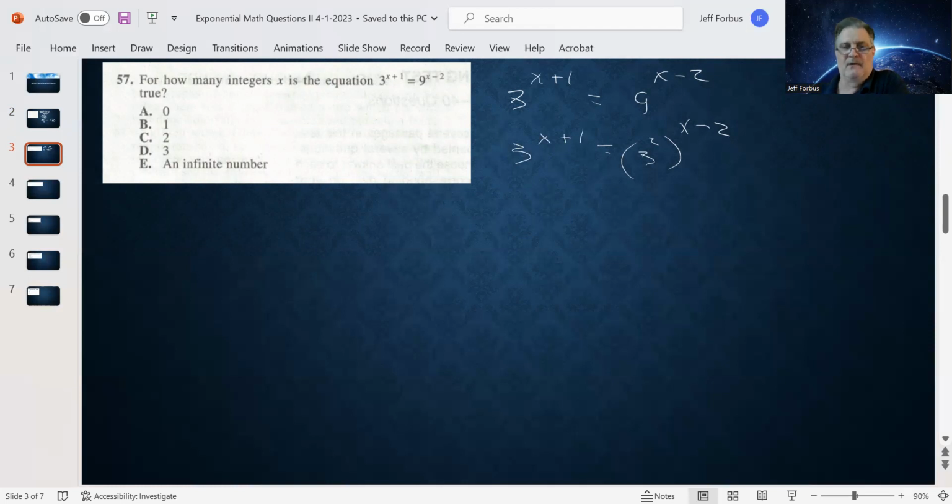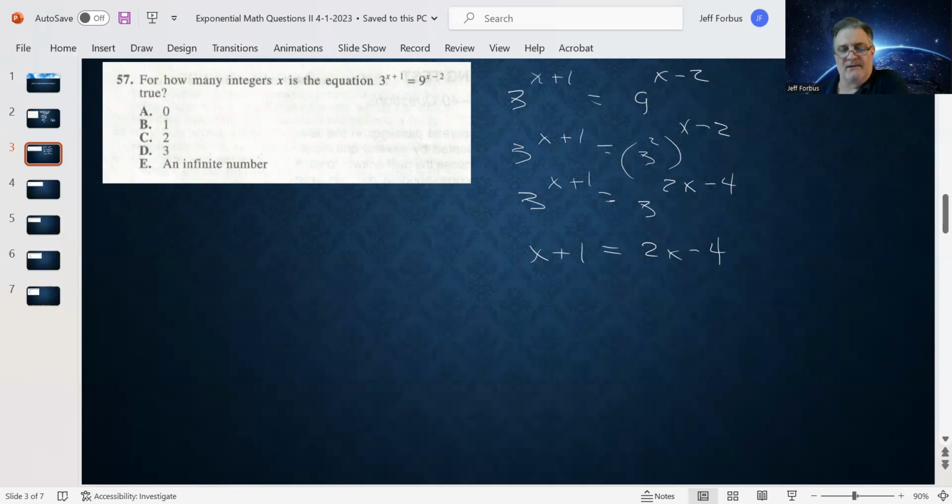Now notice my exponentials are in the same base of 3. So let's clean up the right side and raise 2 to the x minus 2 power. So multiply them together and say 3 raised to the 2x minus 4. Now we can go ahead and eliminate the bases and pull out the exponential or the power portion of it, if you want to call it, and set it equal to one another and solve for x.